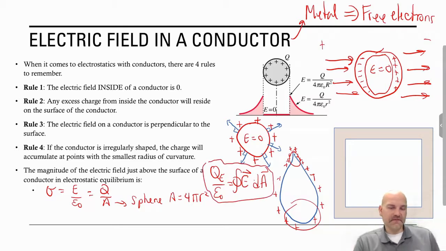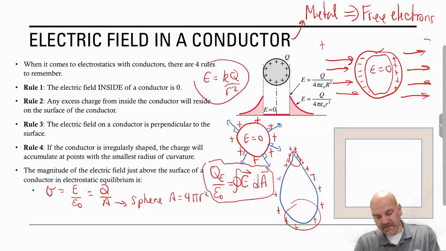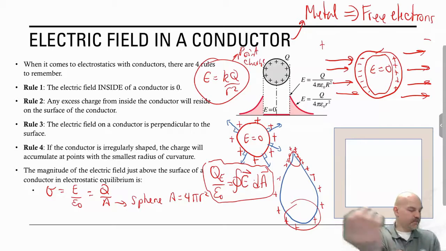Sometimes, if it's a non-sphere, then applying Gauss's law is very important. But a lot of times with a sphere, you can also just use kQ over r squared, because that's a point charge, and a point charge we assume to be a sphere.